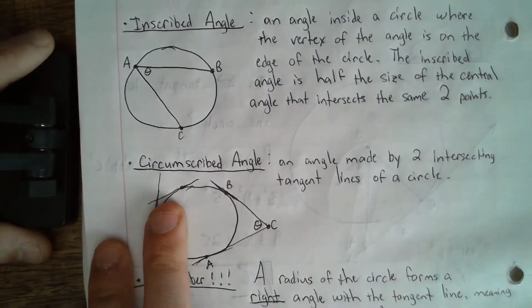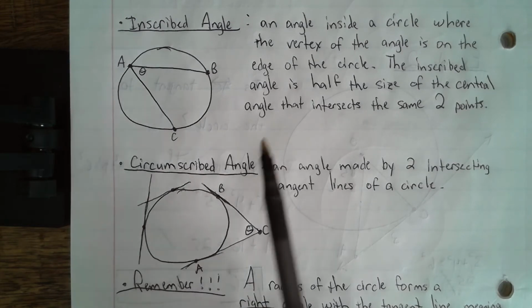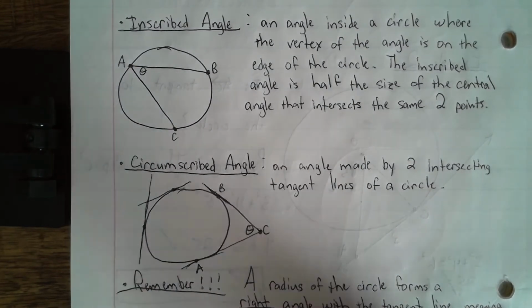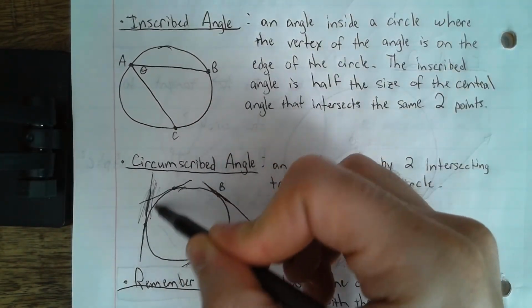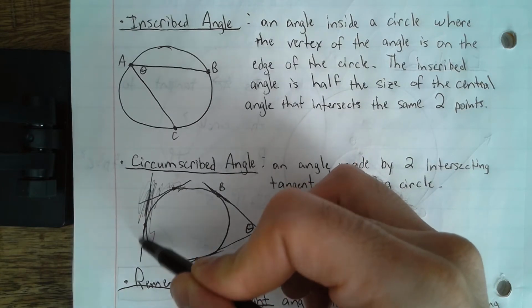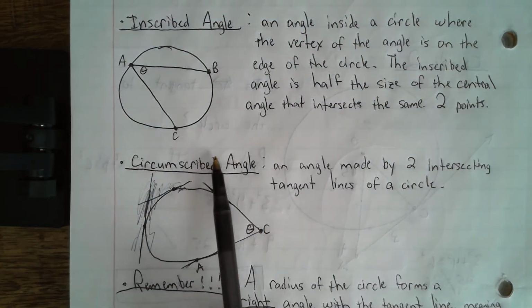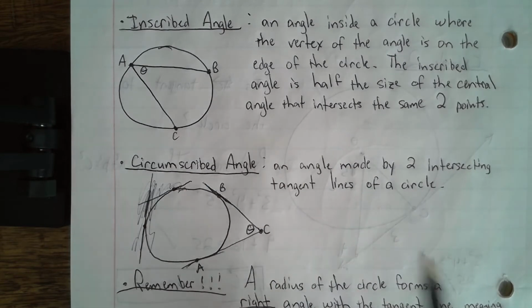This is a new definition. This is a circumscribed angle. So we have a central angle, we have an inscribed angle, now we have a circumscribed angle. Let's not pay attention to this stuff. I tried to draw a circumscribed angle, but it was kind of cluttered over here, so we'll just focus on this part over here. A circumscribed angle is an angle made by two intersecting tangent lines of a circle.